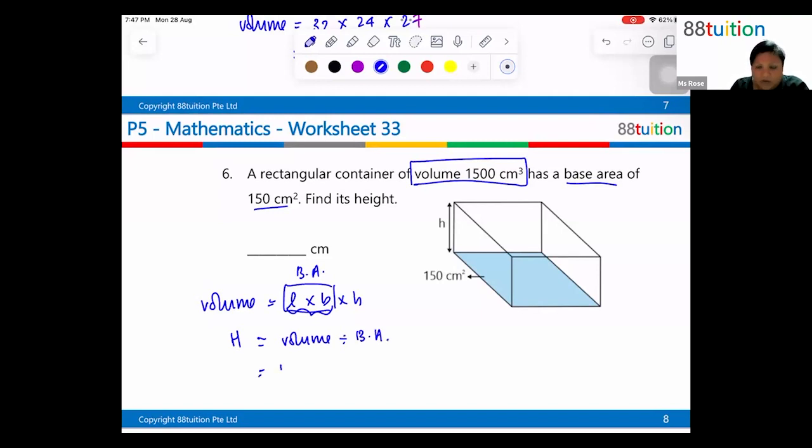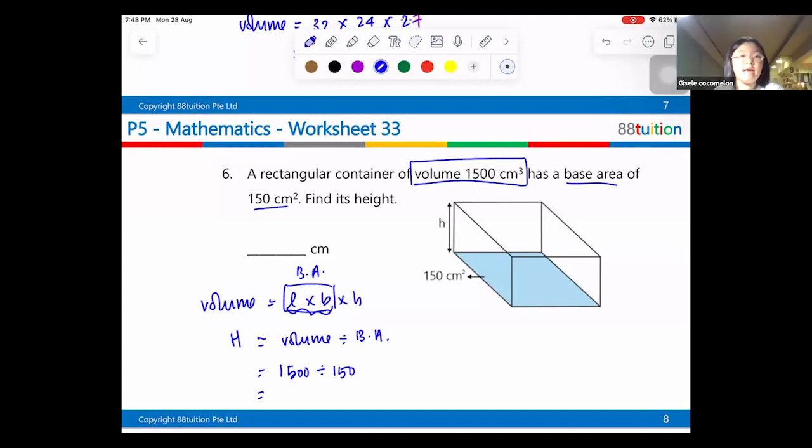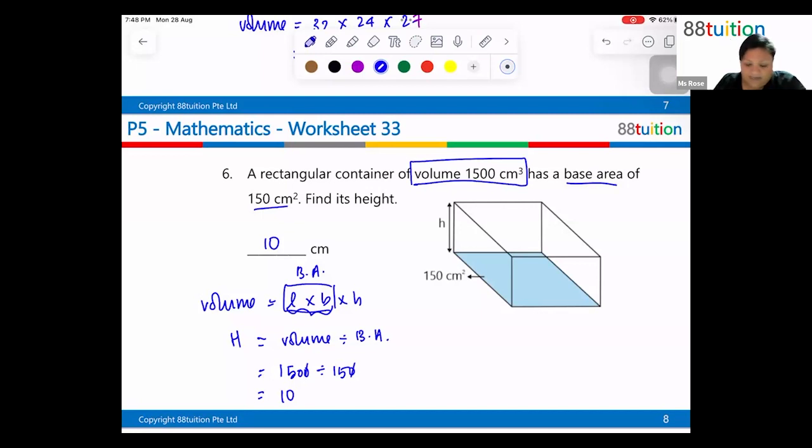In this case, the volume is 1,500 divided by the base area, which is 150. What is the height? It's 10. Very good. Just cancel the zeros. Cancel one zero. So this gives you 10 cm. Okay, got it?